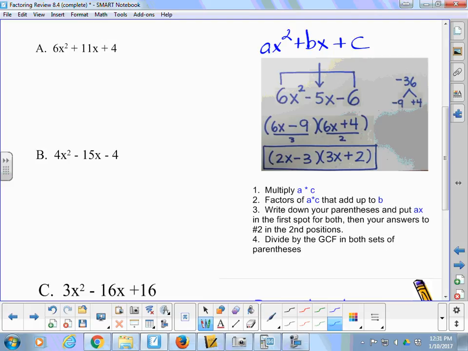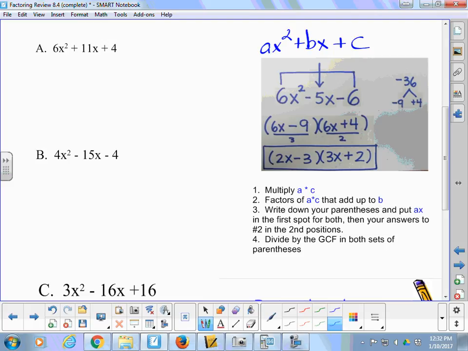Right? So let me just kind of walk you through this example, and I'll give you a moment to write it down too. And this will be on Schoology, so if you don't get all of it, don't worry, you can always go look at it later. So we multiply 6 times negative 6, get negative 36. And then we want the factors of negative 36 that give me b, negative 5. Which those are negative 9 and 4.